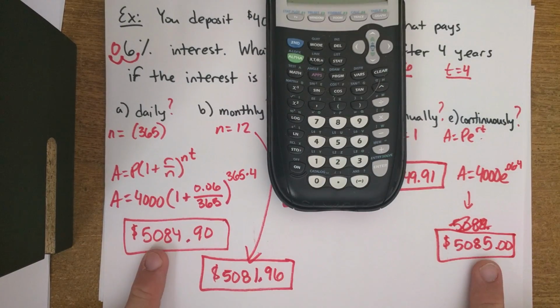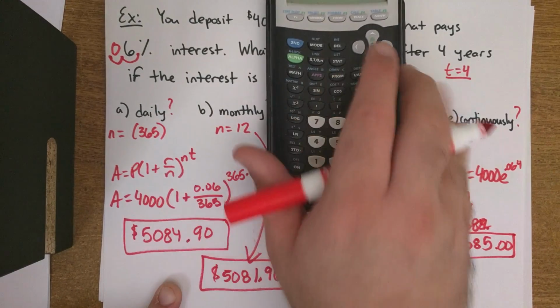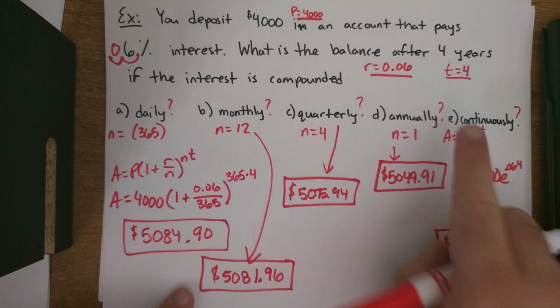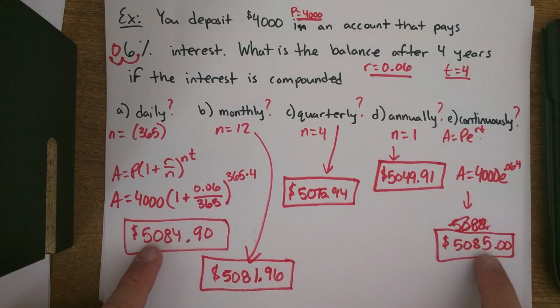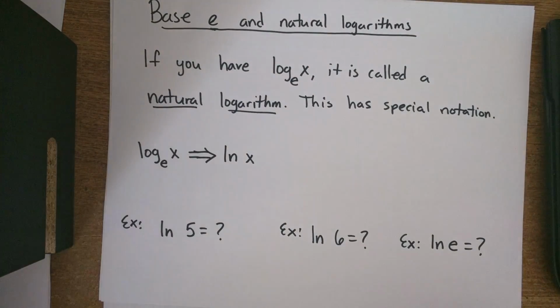Not much of a difference, but if you were to put more money into the account or have a better interest rate, or more time, you would see more growth. You would see a bigger divide between these two. It'd be more separate. Okay.